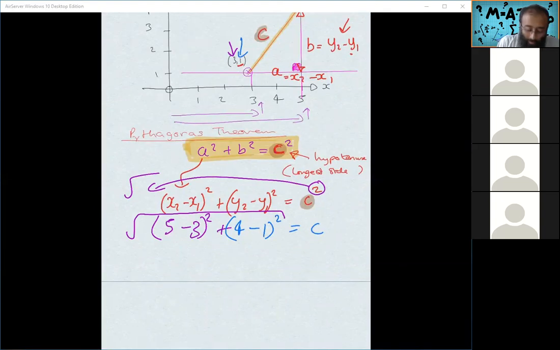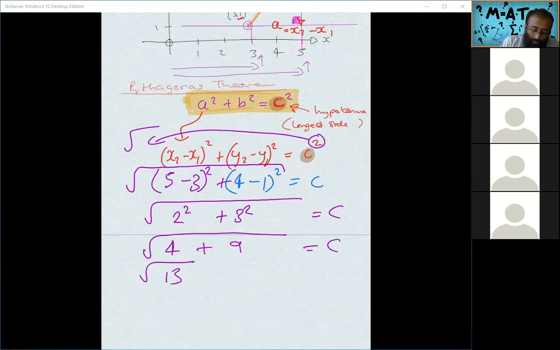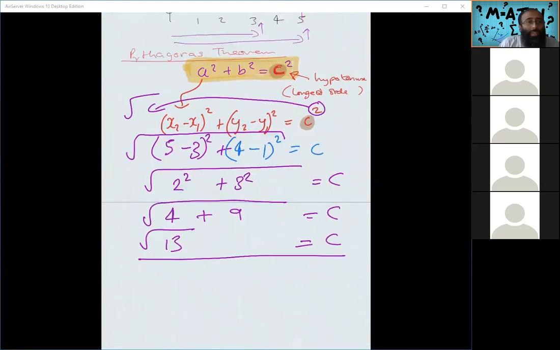Okay, Asad, what's 5 take away 3? 2. Okay, I don't want to rush that one. 2 squared, yeah. And what's 4 take away 1? 3. 3 squared. So what's 2 squared? 4. 4 add 9 is? 13. Okay, so c is equal to the root of 13. We can't leave it like that if they ask us to, but normally they will want us to work out a value for it.